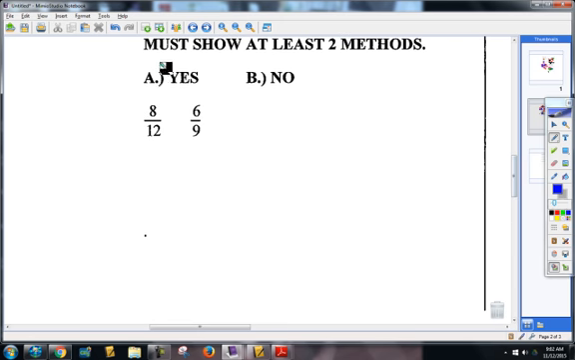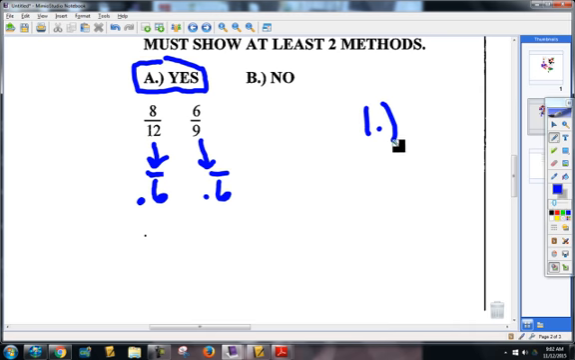This one here is going to be yes. Let's go through our 3 methods. Okay, first of all, let's simplify, or let's divide these. 8 divided by 12 is going to give me 0.6 repeating. 6 divided by 9 is going to give me 0.6 repeating. So right away, check number 1, good to go.